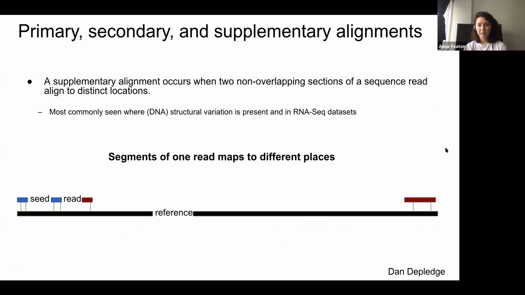And then in terms of this term called supplementary alignment, this is what happens when you have maybe structural variation in your RNA. So one part of the read, this is the same read that I'm showing here, the first half aligns to one part of the reference, and then the second half aligns to somewhere completely different, a little far away from the read. So this is what would be called a supplementary alignment.